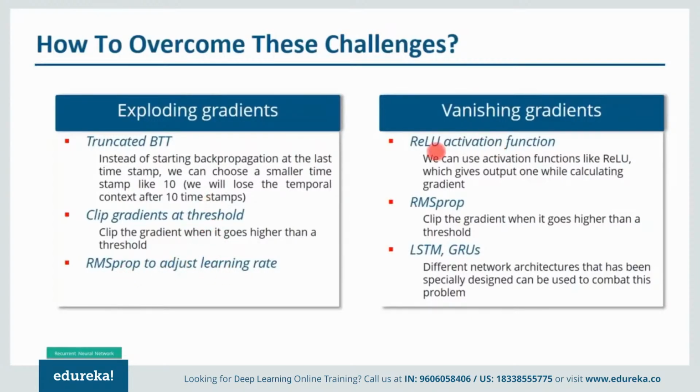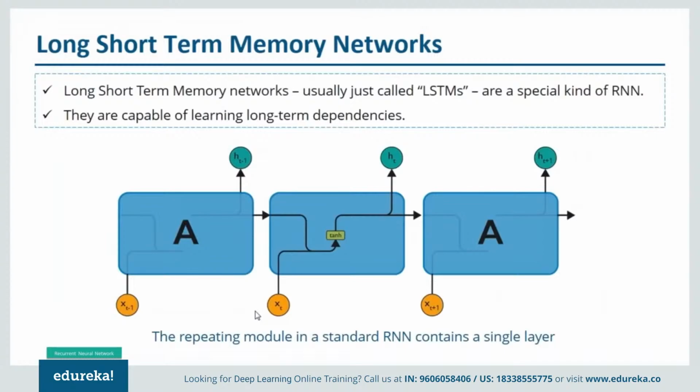Now for vanishing gradient, we can use a ReLU activation function. We have discussed the ReLU activation function in the artificial neural network tutorial, guys. Similarly, we can also use LSTMs and GRUs. In this tutorial, we'll be discussing LSTMs, that is, long short-term memory units. Now let us understand what exactly LSTMs are.